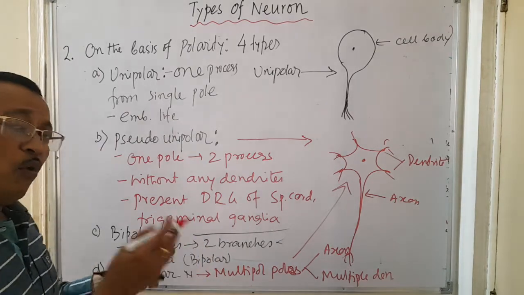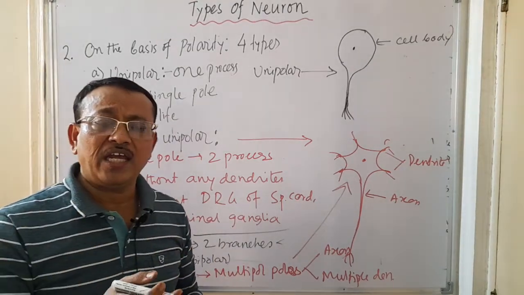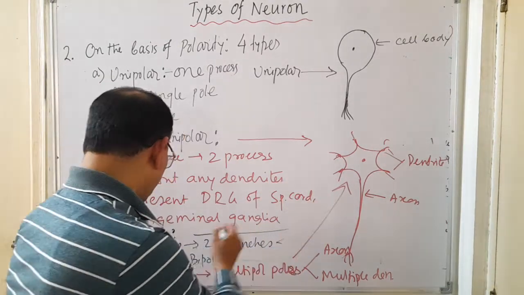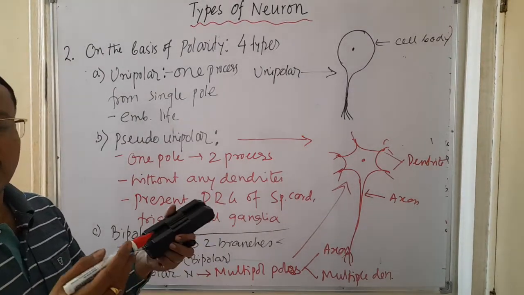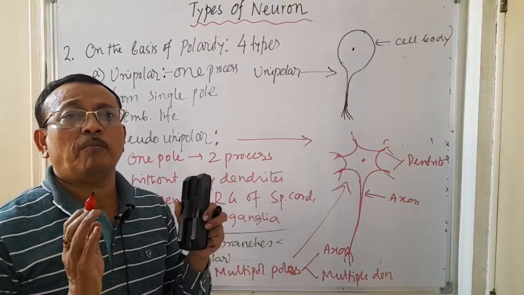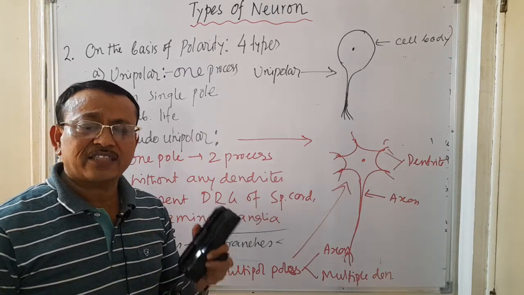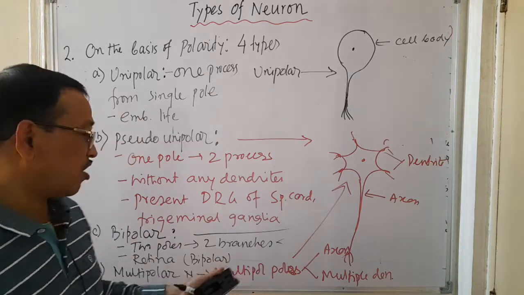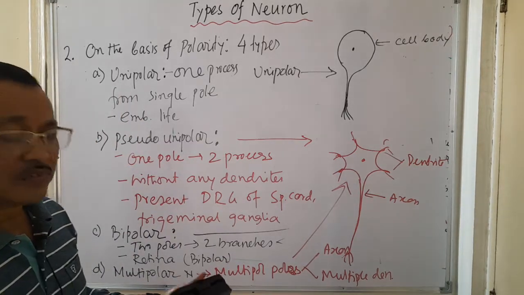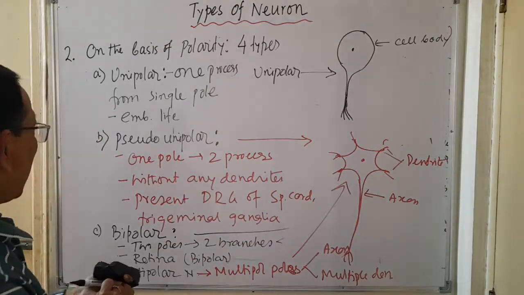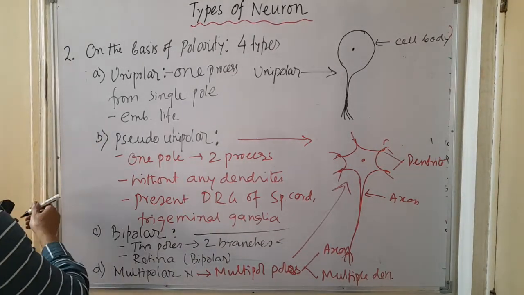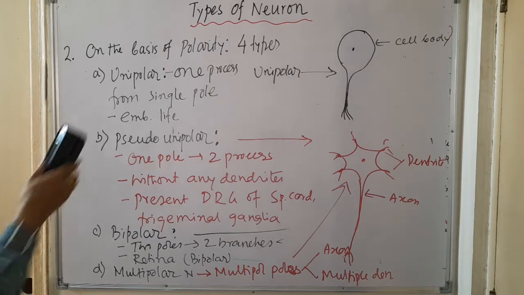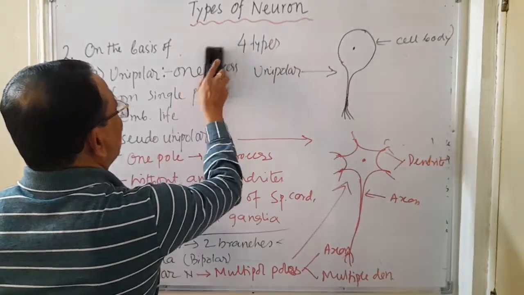Most of the neurons present in our central nervous system, the brain and spinal cord, are examples of multipolar neurons. So in the human body, multipolar neurons are maximally present. The entire central nervous system, that is the brain and the spinal cord, is basically comprised of multipolar neurons. Now, about the third classification, which is on the basis of structure.